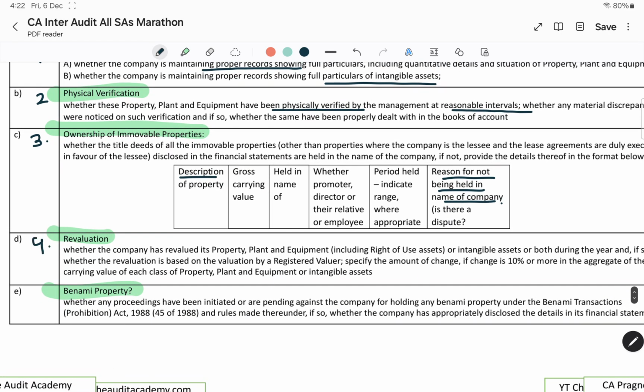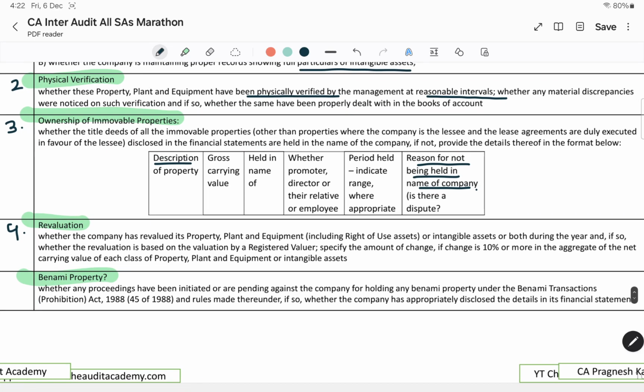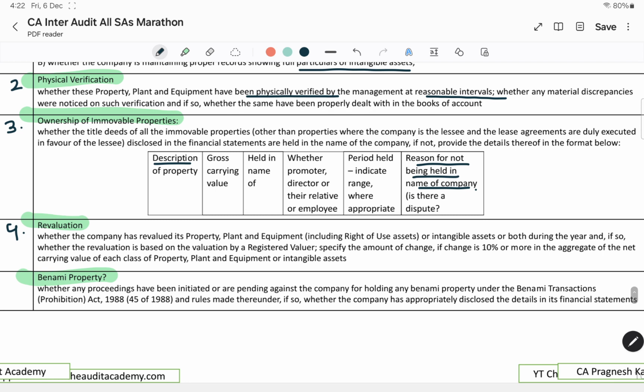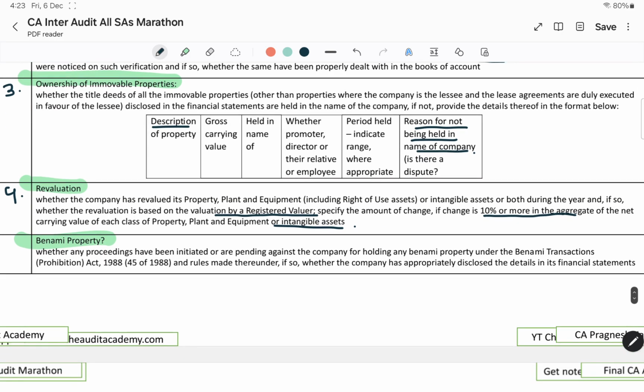Fourth is revaluation. Whether the company has revalued its property, plant and equipment including right of use asset or intangible asset or both during the year, and if so, whether the revaluation is based on the valuation by a registered valuer. Specify the amount of change, and if the change is 10% or more in aggregate of the net carrying value of each class of property, plant and equipment or intangible asset. It means if the change is more than 10%, then it needs to be disclosed.